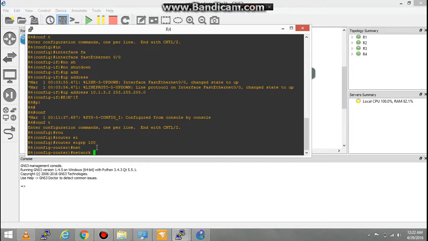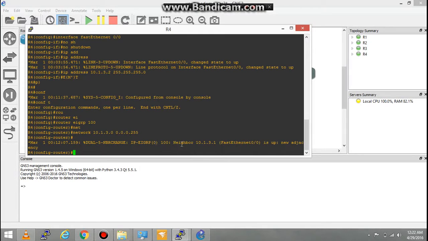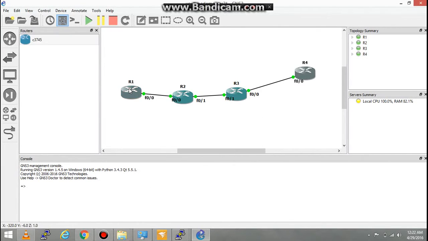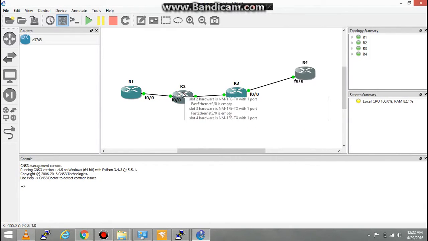I type the command network 10.1.3.0 0.0.0.255. Again I expect an adjacency to come up. As you can see over here, an adjacency has been formed. Now when I check the routing table of R1, you can see all the routes which were configured. This is because R1 had an IP address and it was advertising it to R2. R2 in turn advertised that IP address to R3 as well as R4, because the same routing protocol was running on all the four routers.